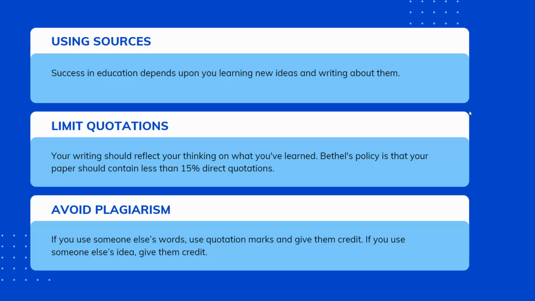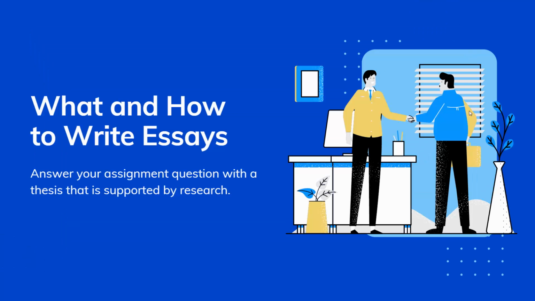And lastly, please avoid plagiarism. If you use someone else's words, put it in quotation marks and give them credit. If you use someone else's idea, give them credit too. The in-text citation will always be there, but it's very important that you avoid plagiarism because there are serious academic consequences when you do plagiarize. So we talked about what you're going to write about, how you're going to write about it. And the really quick summary is answer your assignment question with a thesis that is supported by research.